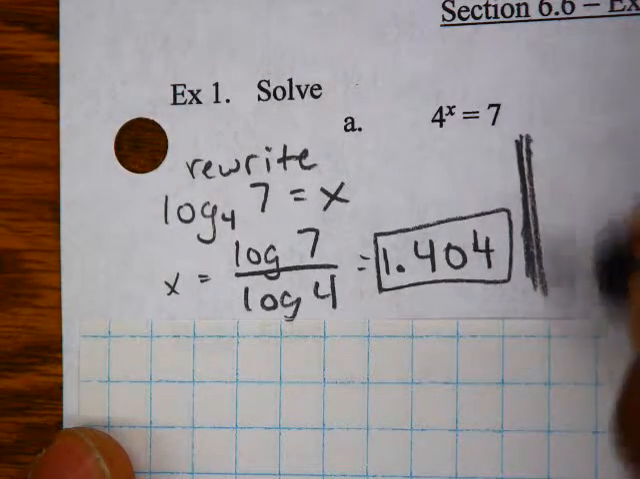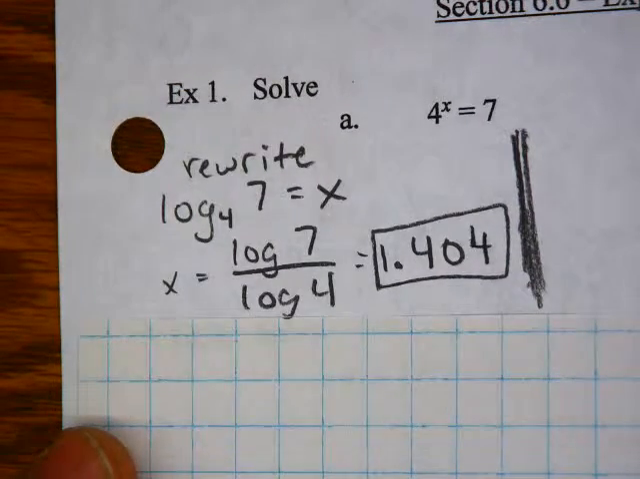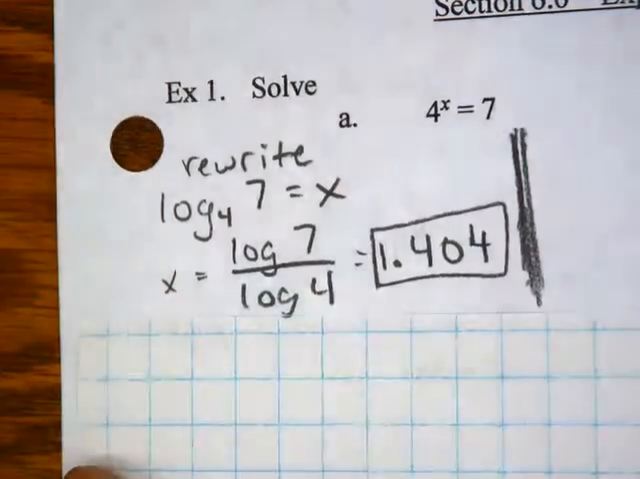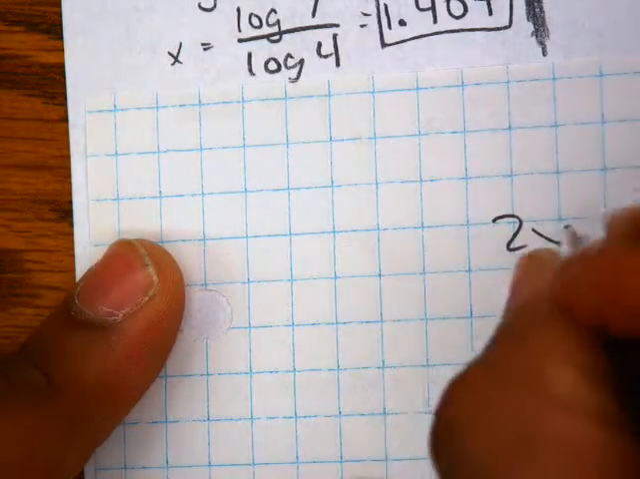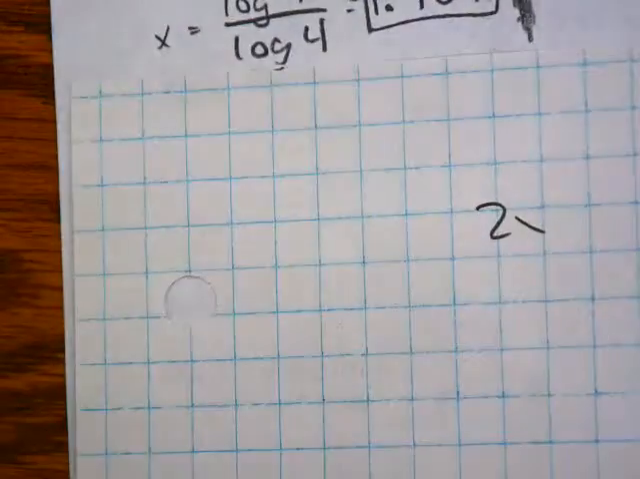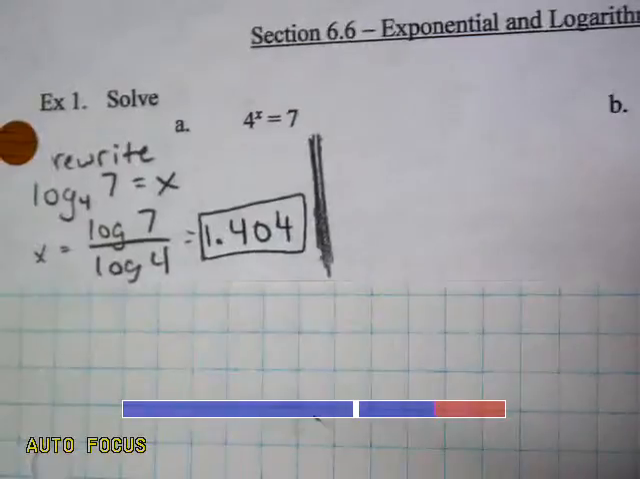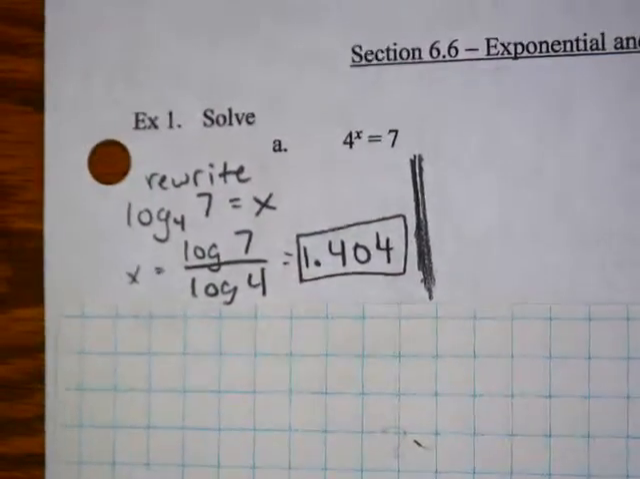Because for the rest of the equations that we're going to solve, we're going to do it the other way rather than this. This way is fine if it's a really basic logarithm. But when you have a bunch of stuff in the exponent and bases and things like that, it becomes a lot harder to rewrite. Okay? So we're going to use a different method to do this.